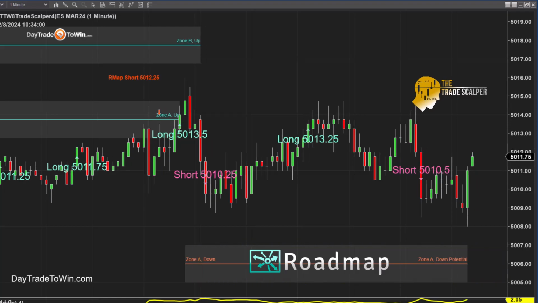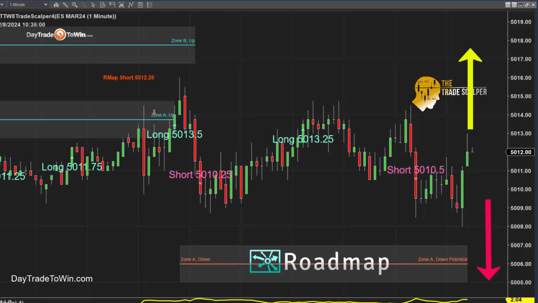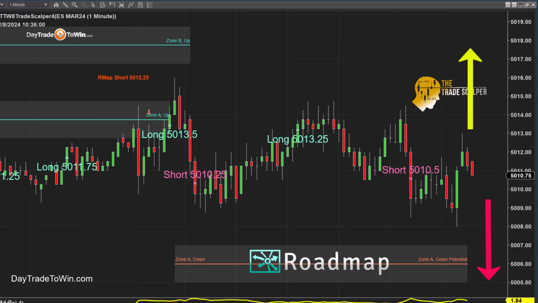All right, now that this trade is finished, what are we looking at next? What's the next trade? Well, either the market goes up and there's a roadmap or a new signal on the Trade Scalper to the upside. That's the opportunity. Or as you can see, it's going down, and I am going to look for a situation where the market lands in that roadmap or gives me an opportunity to go short again on the Trade Scalper, leading me down to the roadmap.